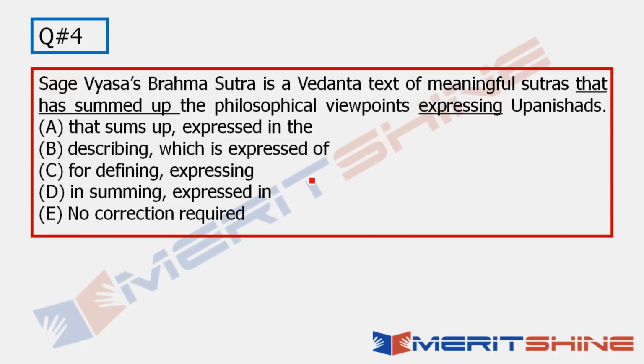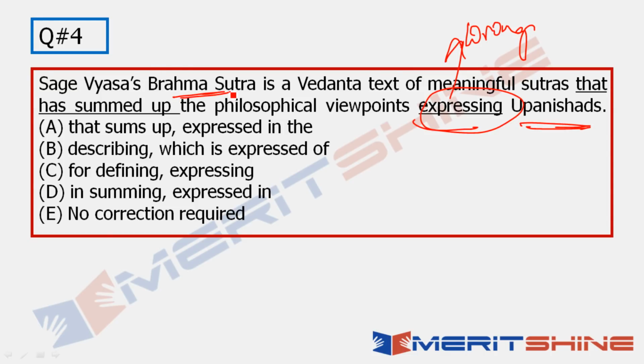Question number 4. Sage Vyasa's Brahma Sutra is a Vedanta text of meaningful sutras that has summed up the philosophical viewpoints expressing Upanishad. Now, if I put expressing here, it means that they summed up the philosophical viewpoints, and this has expressed Upanishad. Now, that's not what it means. So, expressing is wrong out here. See, Upanishad different, Brahma Sutra different.